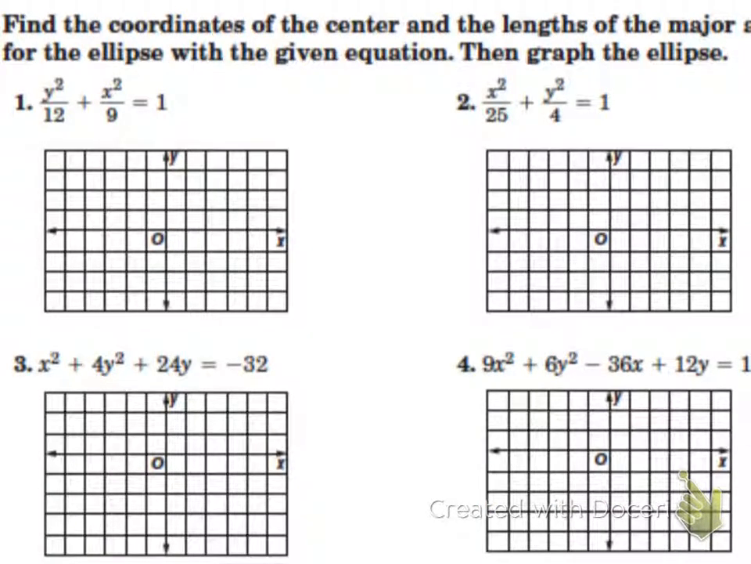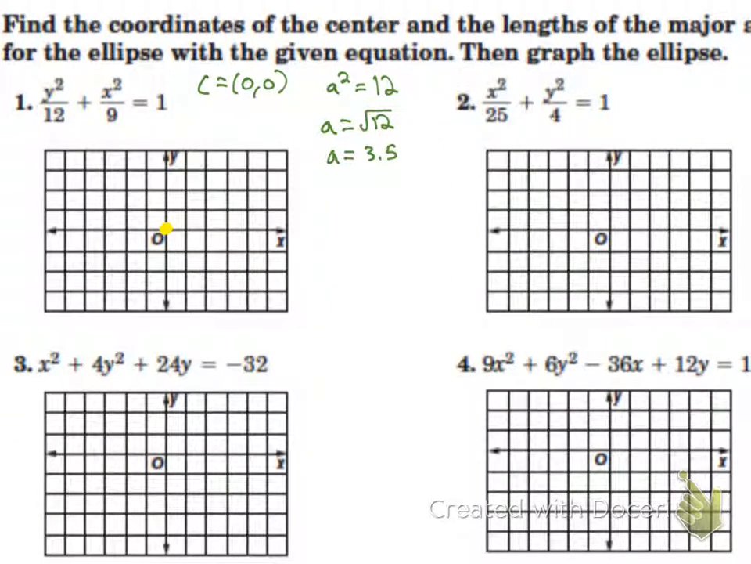Alright, last part. Number 1. Our center at both is 0, 0, so we can mark that point. Well, a squared is 9, so that means a equals 3, or square root of 12. My bad, a squared is 12. Sorry, looking at the wrong thing. So a equals square root of 12.